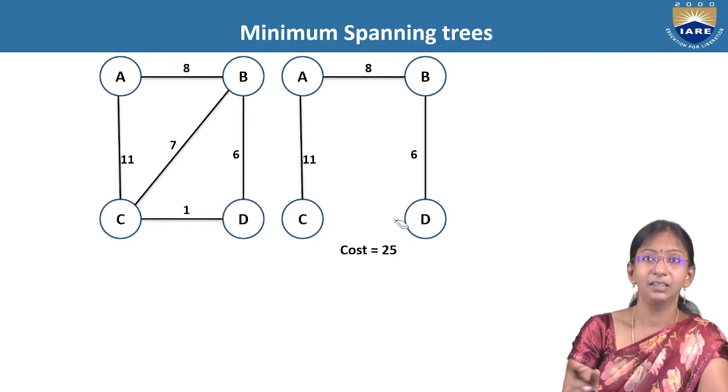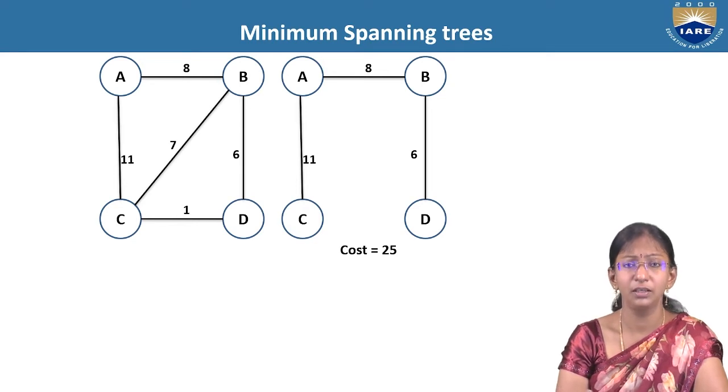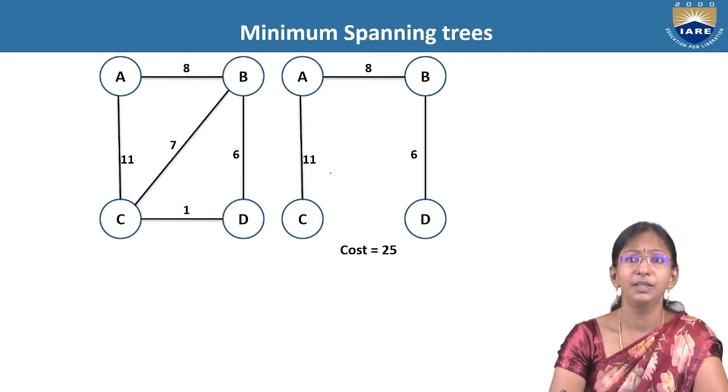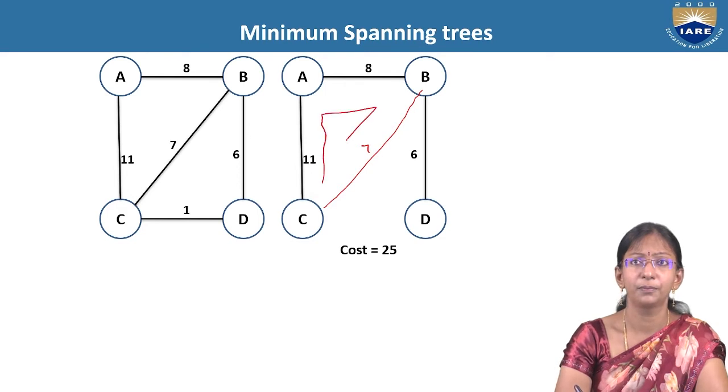So let's understand this spanning tree. When we were learning the properties, what did I tell you? If we add at least one edge, it will no longer be a spanning tree, right? For example, if I add the edge between C and B, which is bearing a weight 7, you can see that a cycle is formed, right? So now this is no longer a spanning tree.